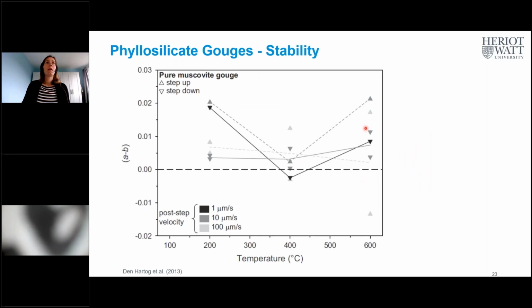So let's look again at some phyllosilicate data. So this is a pure muscovite gouge. It shows this stability parameter A minus B on the vertical axis and temperature on the horizontal axis. And what you see is that most of these values are positive. And that's something which is observed in general, that most phyllosilicate gouges show positive A minus B values or velocity strengthening and stable behavior.